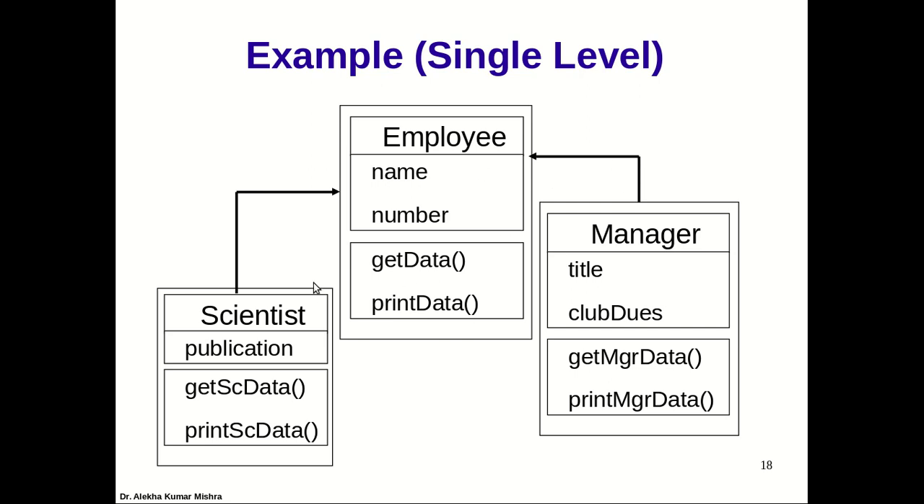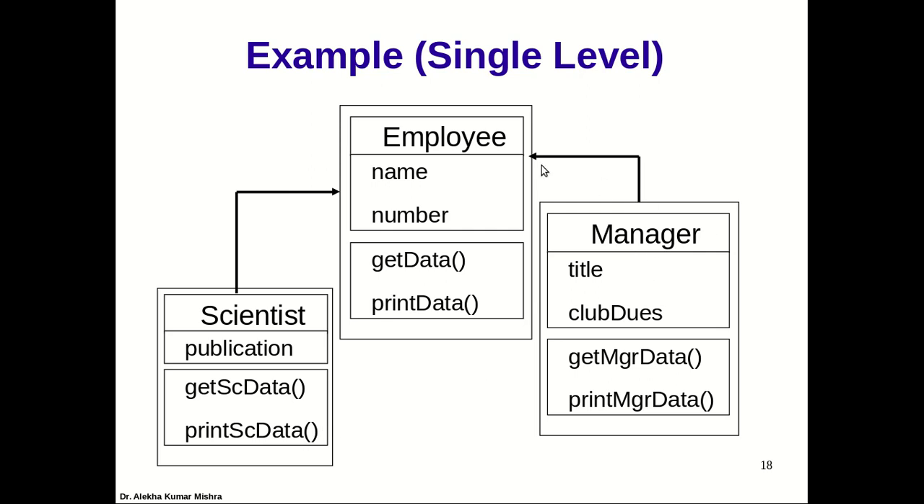That means they have the features of an employee. In addition, a scientist will have a name and a number. Definitely we can use the behavior like get data, print data to print this data. But in addition, it has an additional data member, that is publication. The scientist has research publications, and we have defined two additional functions here: get scientist data, print scientist data.